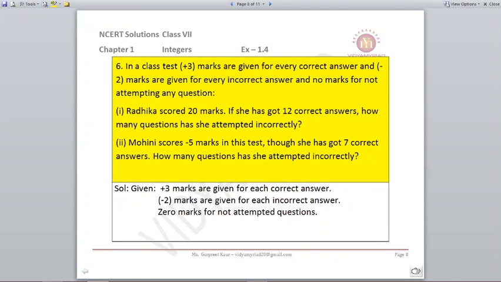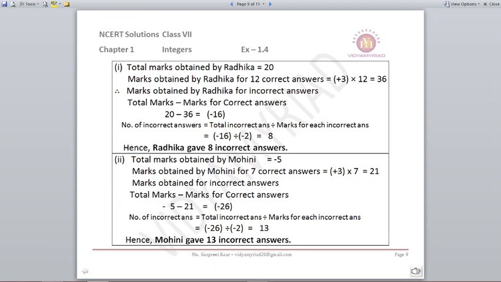Question number 6. In a class test, plus 3 marks are given for every correct answer and minus 2 marks are given for every incorrect answer, and no marks for not attempting any question. Now they have given a case. Number 1, Radhika scored 20 marks. So the total marks she has scored is 20. If she has got 12 correct answers, I need to multiply by 3 because 3 marks are given for every correct answer, and minus 2 marks for every incorrect answer. How many questions has she attempted incorrectly? So let us find it by calculations.